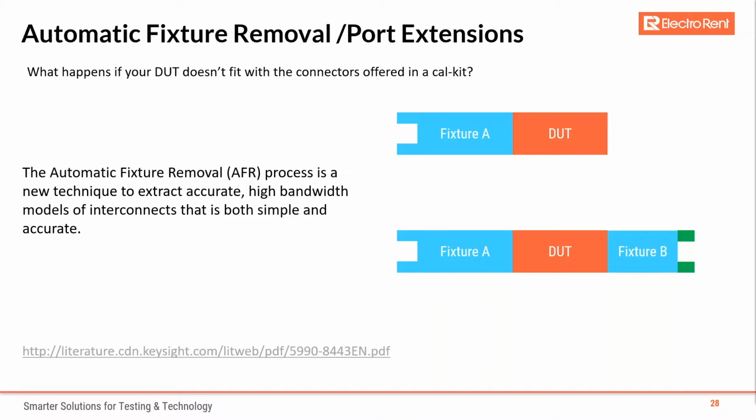As you see here, the device under test may be inside a fixture, and the automatic fixture removal software option can compensate for the differences of the loss within that fixture so that your reference plane moves out from the fixture to the actual device under test.